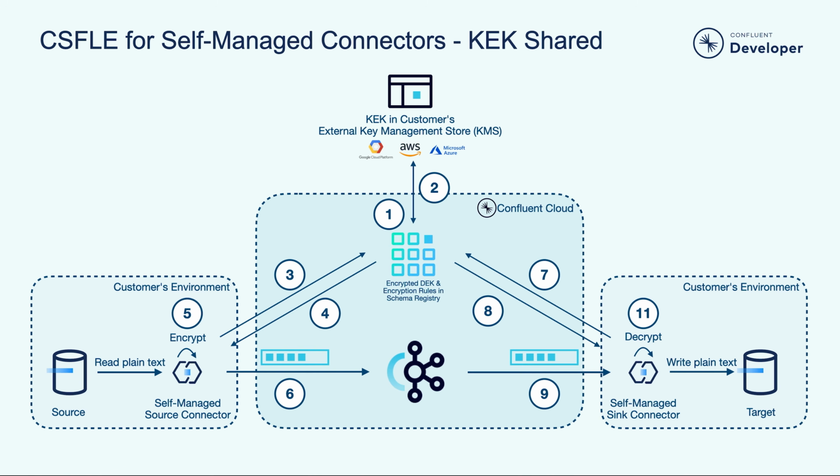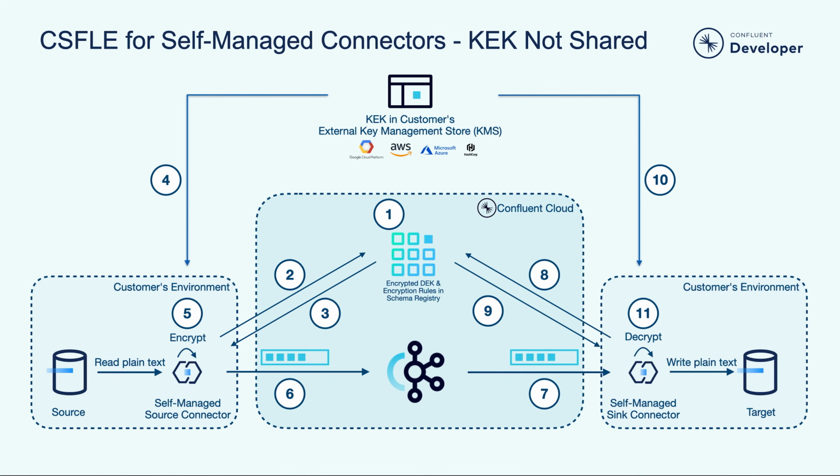Now, let's take a closer look at our environment and the encryption-decryption flow for self-managed connectors. We'll review two scenarios. In the first one, the key encryption key is shared with Confluent Cloud. The major difference between this and the fully managed connector scenario we reviewed before is that the connector is deployed within your own boundaries, and therefore all the encryption takes place there. Again, no data leaves your firewall unencrypted.